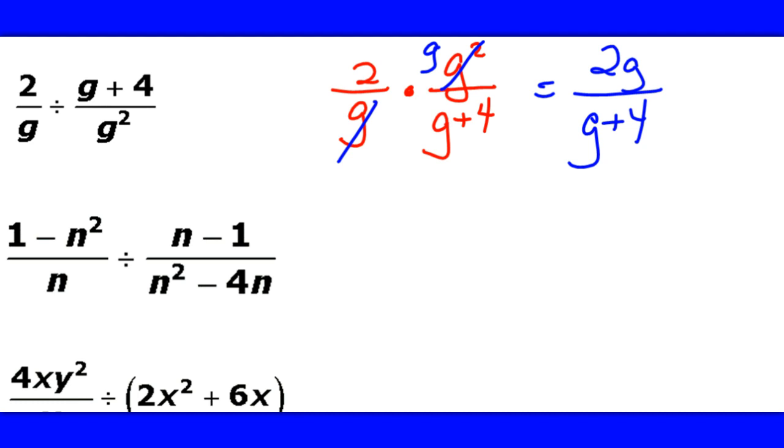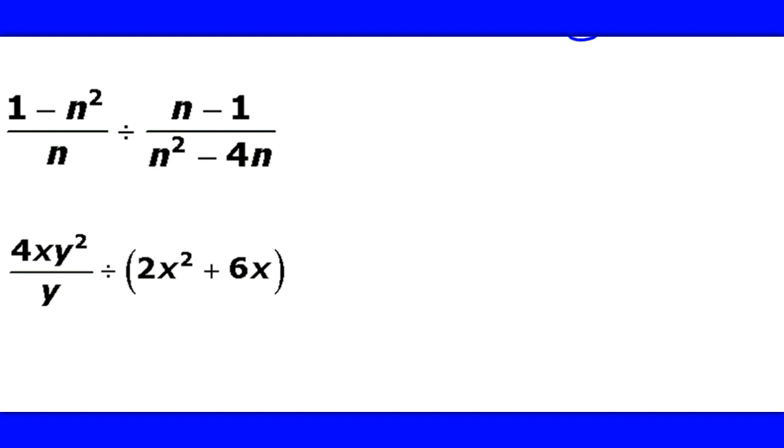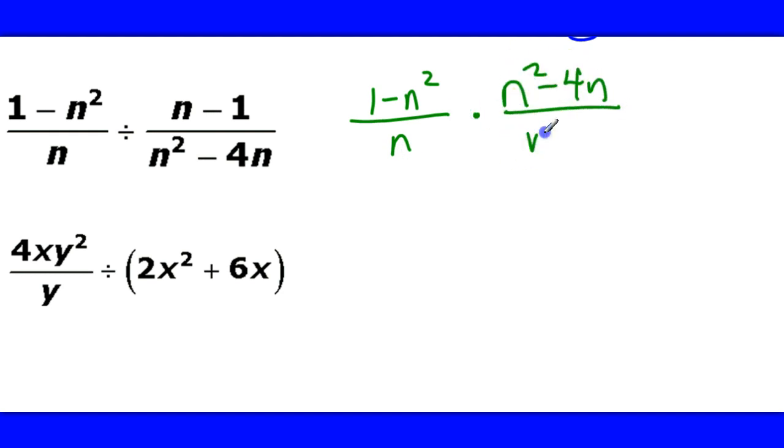Okay, so go ahead and pause the video and do the next 2. Scroll down here. Do these 2 problems. Okay, these are the last 2. So ready? Keep it, change it, flip it. So keep the first fraction the way it is. Again, don't do anything. Change this to multiplication. Flip over the second expression. Before you can cancel anything out, please make sure that everything is factored.